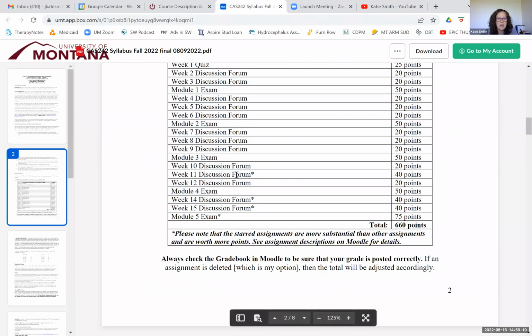One thing to notice here is there are a few stars: the week 11 discussion forum, week 14, week 15, and the module 5 exam. What you'll notice is that these are worth more points. The module 5 exam is worth more points than the other exams, and forums 11, 14, and 15 are worth twice as many points as the other forums. That's because those assignments are more substantial. They require more work from you, so they're worth more points. So just pay attention to that, so that I make sure I'm not missing one of those forums where it's going to hurt my grade more if I miss it.